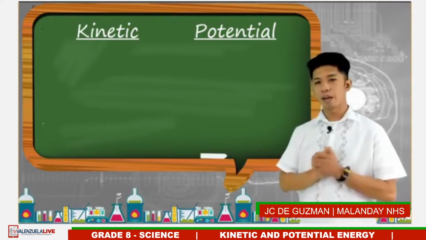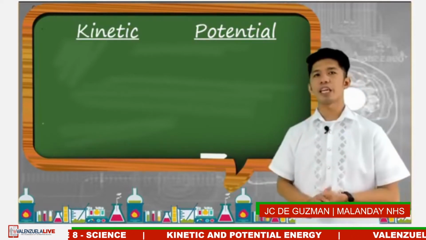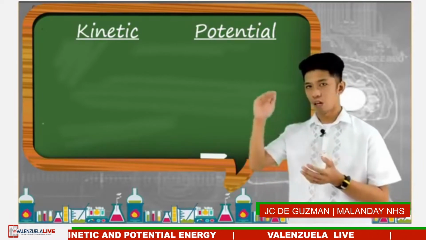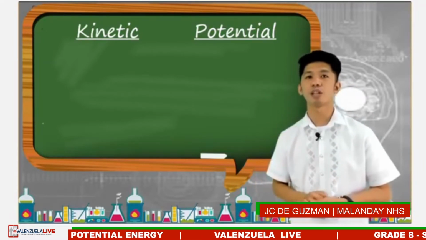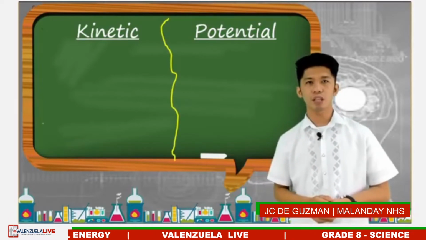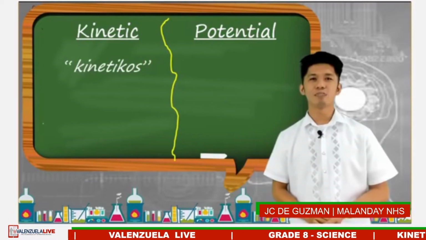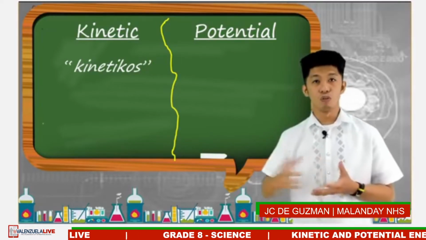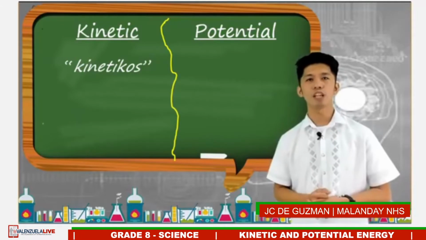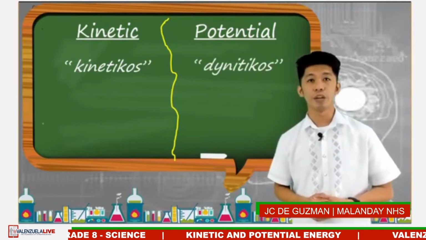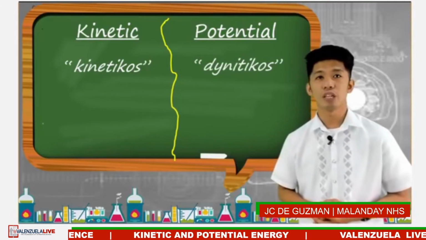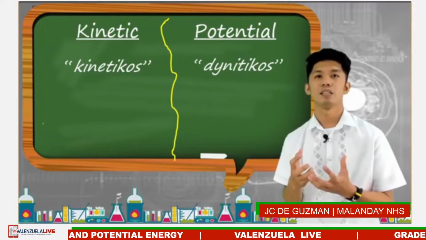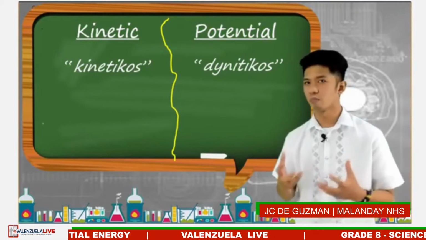Now, how do we differentiate kinetic from potential energy? Let us try to see their differences one by one. The first is, kinetic comes from the Greek word kinetikos, which means to move or moving. While potential comes from the Greek word dynamikos, which means power. There's something inside, but it's not moving, or it's not yet moving.